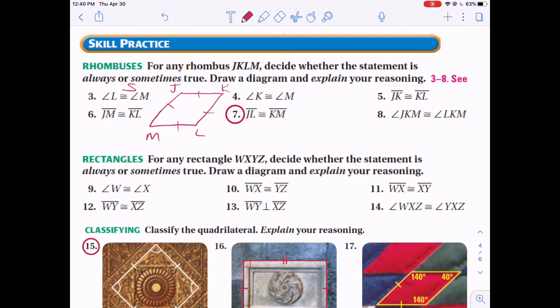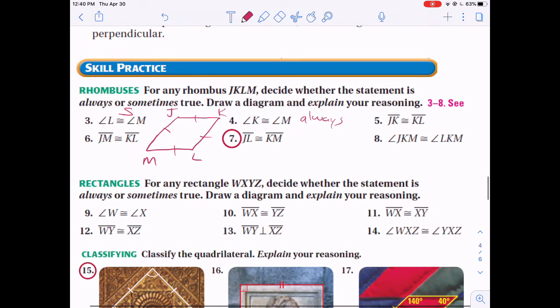For 4, angles K and M. Are they equal? Well, in any parallelogram, they're always equal. So that one's going to be always. And I'll let you go on with the rest of those.